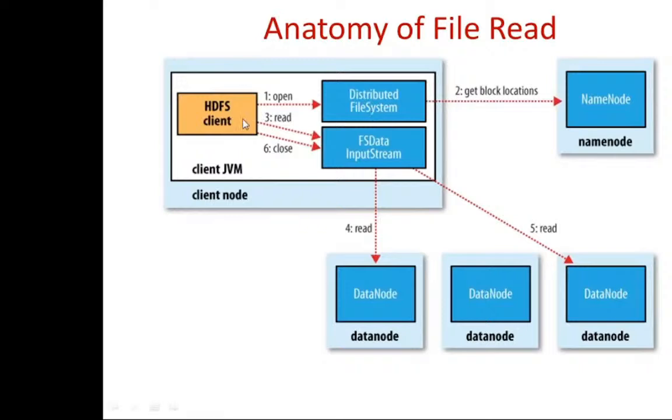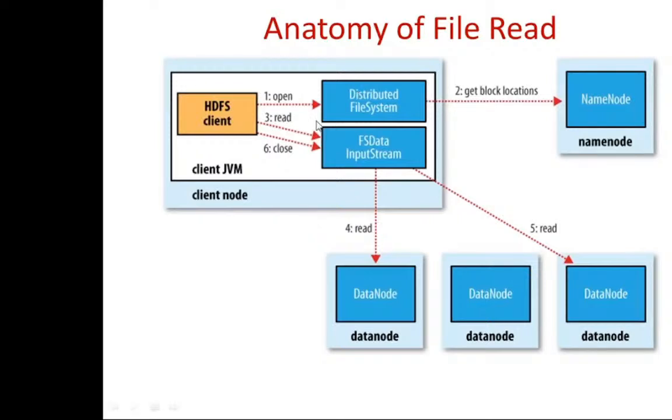So the first request is the open request. The client will say, okay, open this particular file, right? Because read always starts with the open. I want to open some file. So it goes through some APIs, and it will go to the name node to get all the block locations. So the name node will say these are the blocks that you need to read. Okay, list of the blocks.